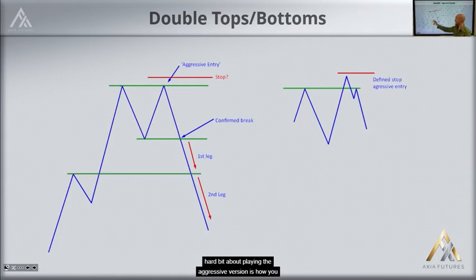The hard bit about playing the aggressive version is how you define a stop. Because if this is a recent high, how many ticks through has it got to go before you can say that you're actually wrong? And this is what makes this type of trade very difficult. It's fine if you get the quick flick to the level, sell it, reaction immediately, because then you've got a defined stop. But if you don't get that, this is where it becomes a much trickier trade to actually manage.